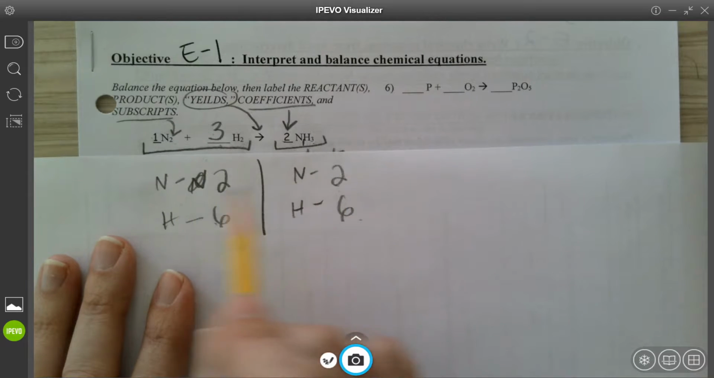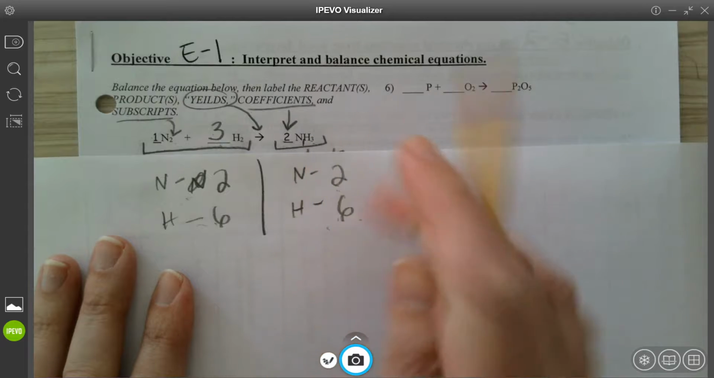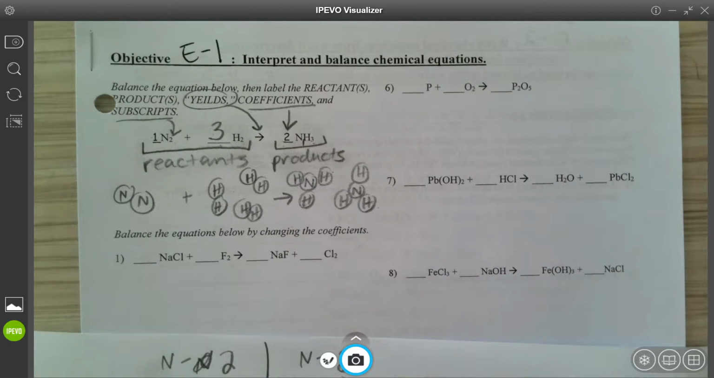And you can check that it's balanced either by counting up the atoms on either side, multiplying coefficient times subscript, or you can do it by drawing a picture, okay? Either way is good. You'll probably get to the point where you don't really need either one, and you can kind of make it balance in your head, okay?